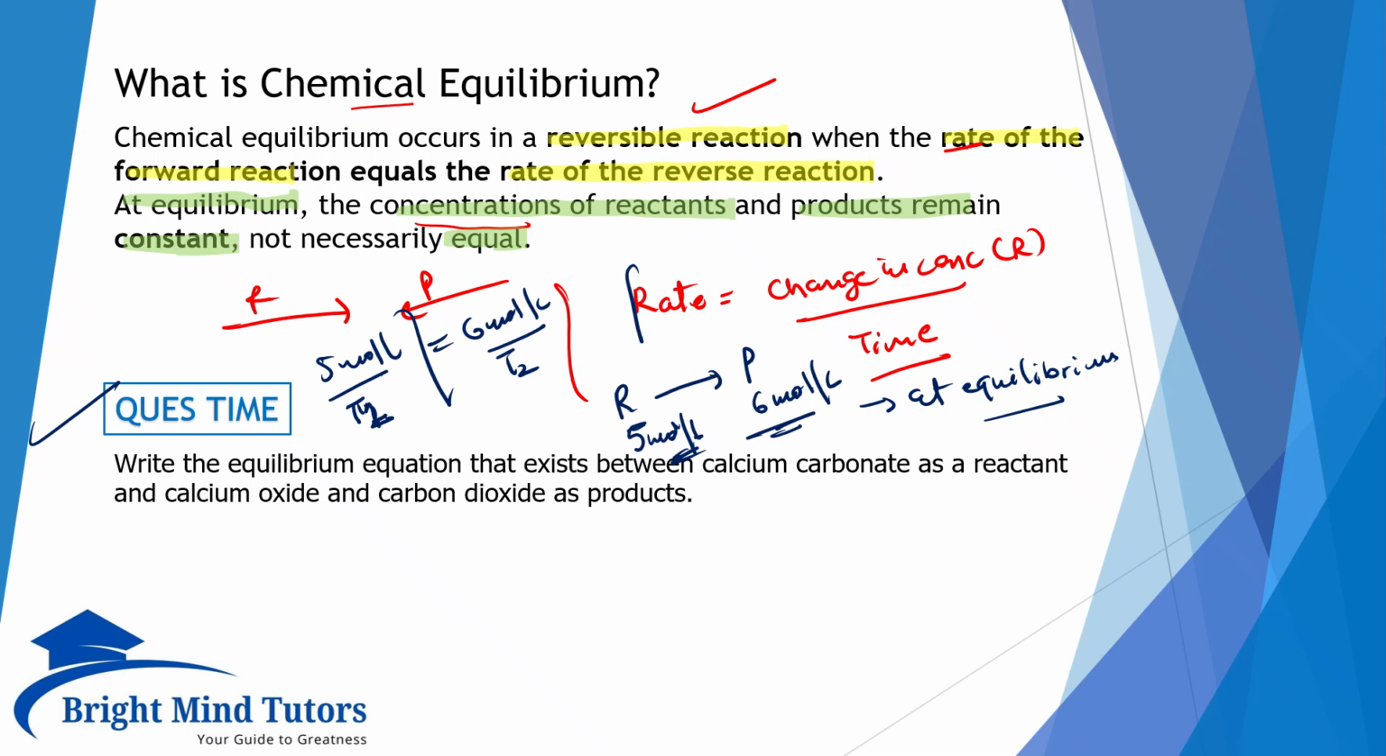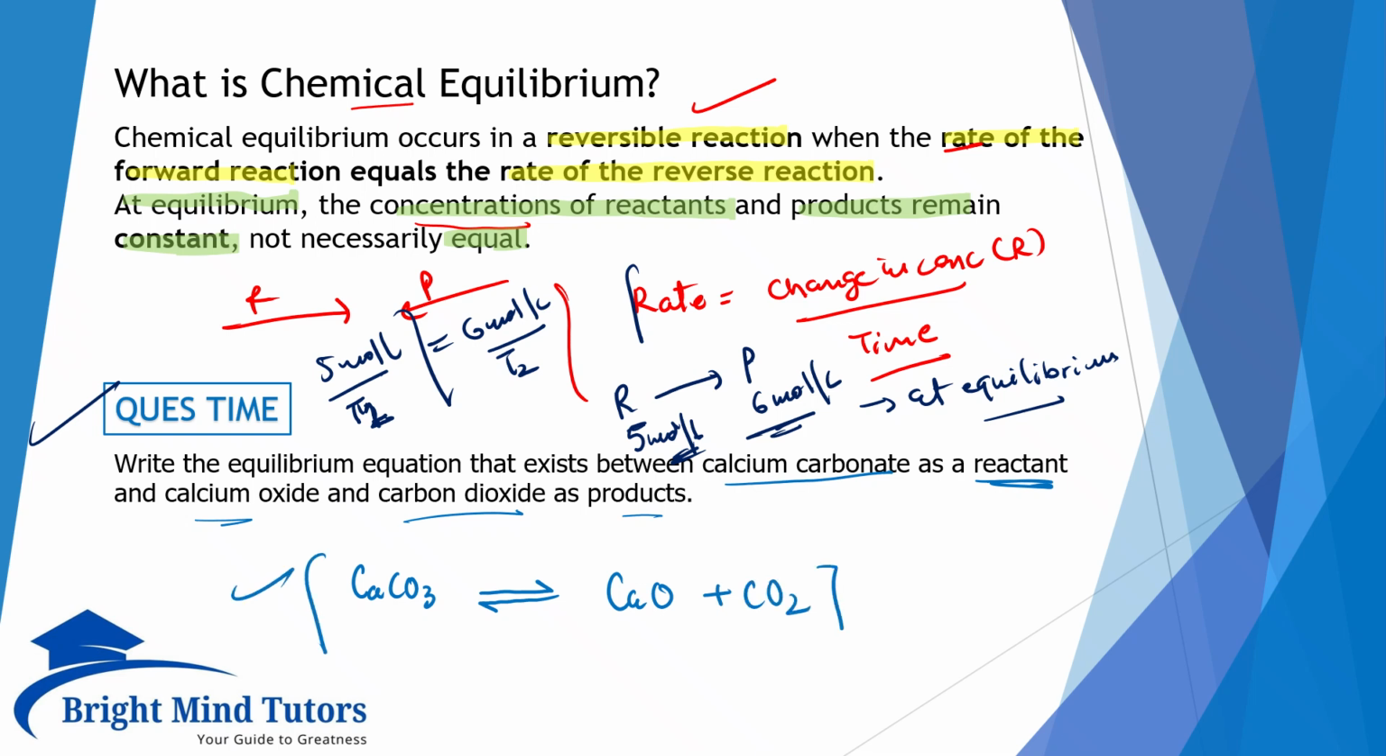Okay, now let's try doing this question. Just read it, pause the screen for a minute and try it. Okay, so let's try doing it now. It says equilibrium exists between calcium carbonate, which is my reactant, and calcium oxide and carbon dioxide as products. I just need to write the expression for it. I'm going to write it in formula equation form, and you should also try writing it in formula equation form. So CaCO3 exists in equilibrium with my products, calcium oxide plus carbon dioxide. This is the answer. Okay, I hope it's clear.